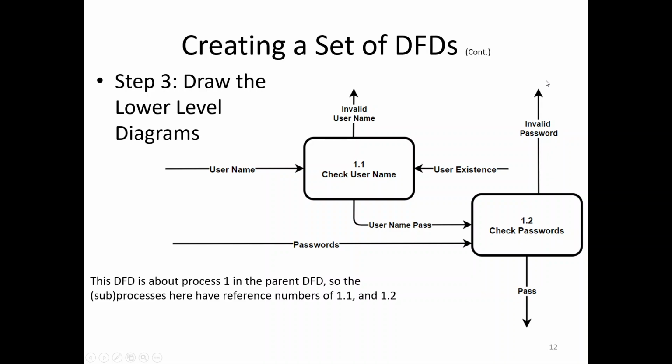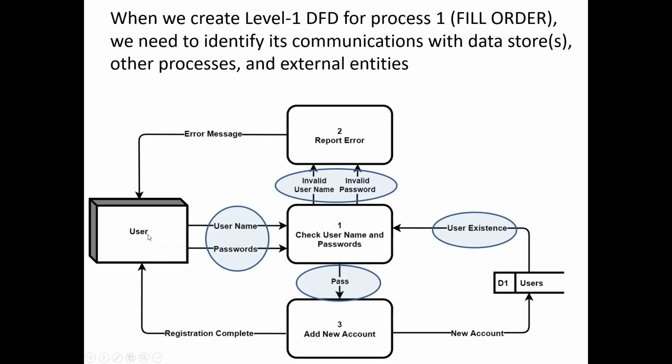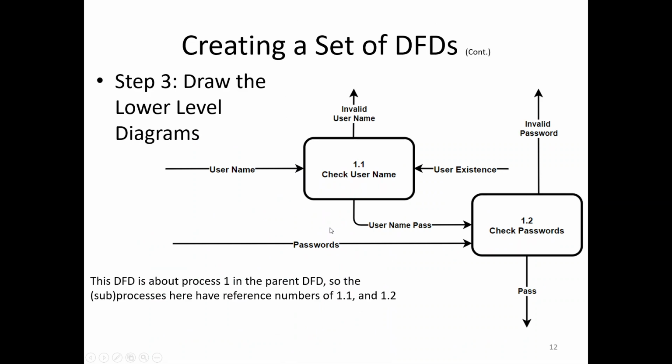This level 1 diagram doesn't show the external entity, which is user, because we want to simplify the diagram. And the information regarding who provides username and passwords is already shown in its parent diagram, which is the level 0 diagram. Right? Because from this level 0 diagram, we know it is this user who provides username and passwords to this process 1. And for the same reason, this diagram doesn't show process 2, nor process 3, nor the data store.